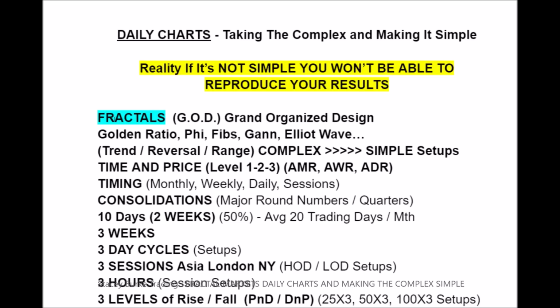Now, the first thing I want to talk about is that everything is fractal, and obviously many traders are aware of that, but the reality is that the most important part about trading as a retail trader is that if it's not simple, you can't duplicate it on a regular basis. So, the golden ratio, pi, fibs, Gann, Elliott wave, they're all very, very accurate methods of trading the markets.